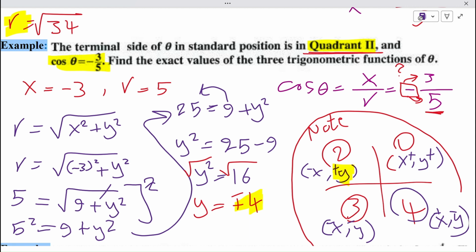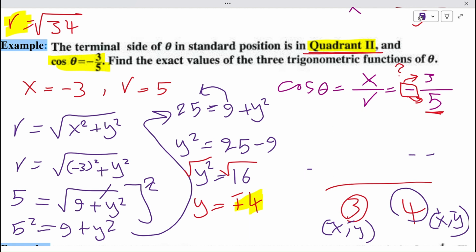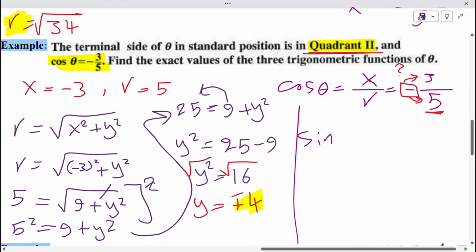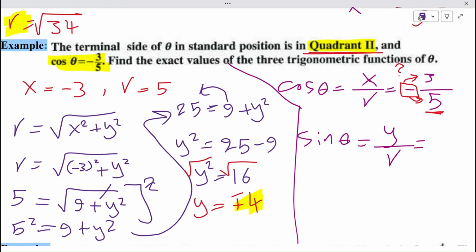So, I have to erase this. For finding sine and tan, we have cosine, and for finding sine, sine of theta is equal to y over r. Y is positive 4, and r is 5. And for tangent, tangent of theta is equal to y over x. Y is 4, x is negative 3.